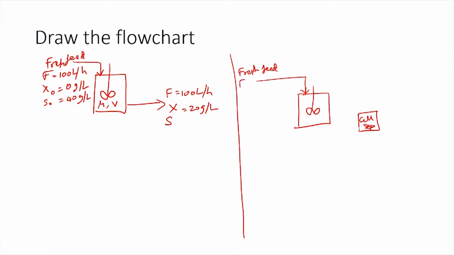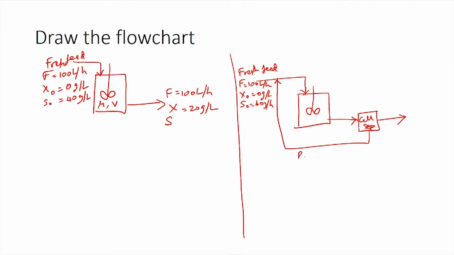So, we know that F here would be 100 liters per hour, and this is a sterile fresh feed. So, x naught equals 0 grams per liter and substrate concentration would be 40 grams per liter. You have an exit stream which is taken to the cell separator and the desired products are taken out. You also have a recycle stream which is sent back to be mixed with the fresh feed to form the total feed. So, this recycle stream, we have some information about this.